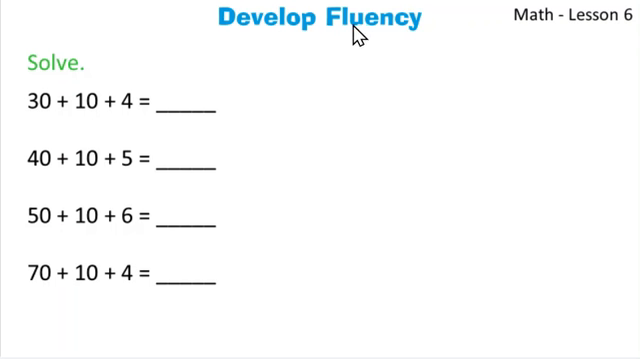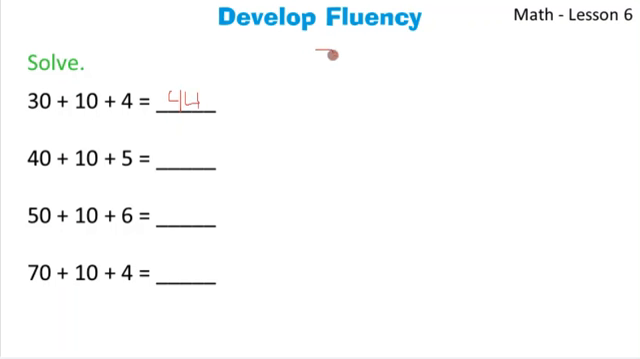All right, welcome back, boys and girls. So here we have these equations. And the first one is 30 plus 10 plus 4. Wait a minute. We just do 30 plus 10. That's easy because we're just adding a 10 to 30. So 30 plus 10 is 40, plus 4 ones is going to be 44.